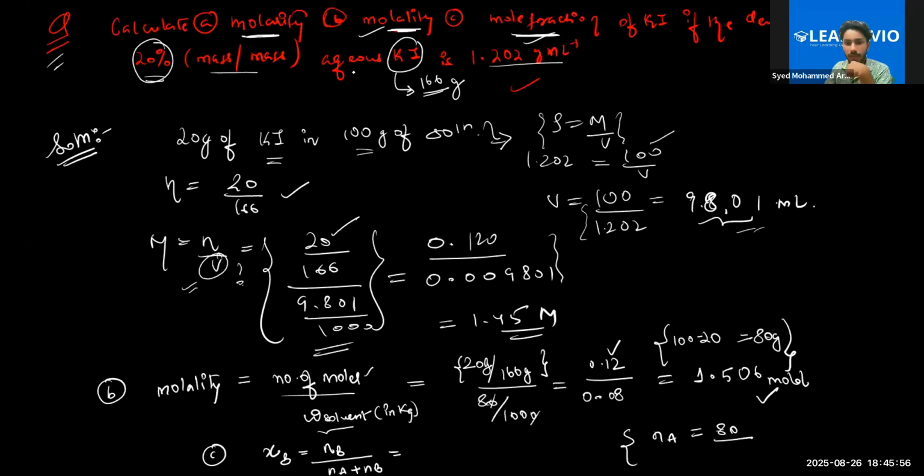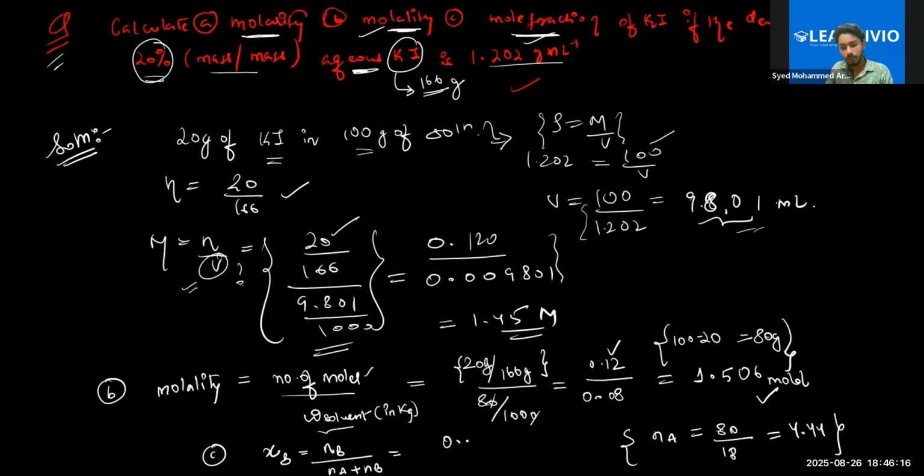This is a KI aqueous solution. Aqueous solution means that this KI is dissolved in water. So what is the molar mass of my water? It is 18. Fine. So if I divide 80 by 18, I'll get 4.44 as my moles.